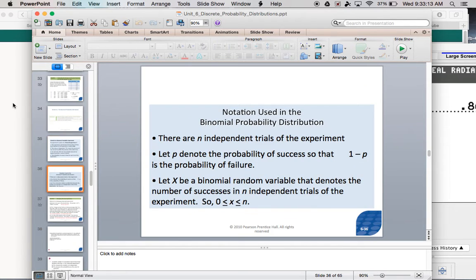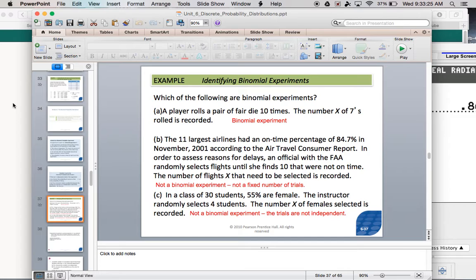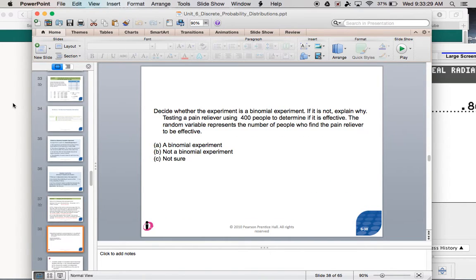n is the number of trials. 1 minus p is the probability of failure. So if the probability of success is 40%, clearly the probability of failure would be 60%. Now, once again, we can do this. If you go through these, just look at the slides.